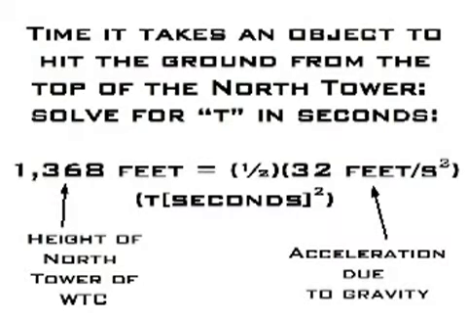Using this formula, we will be able to calculate the time it takes an object to hit the ground from the top of the North Tower, also indicating to us the time it would take an object in complete freefall to hit the ground when released from the top of the North Tower of the World Trade Center. Inserting the constants into the previously mentioned formula, we get 1,368 feet, which was the height of the North Tower of the World Trade Center, equals 1/2 times 32 feet per second squared, which is the acceleration due to gravity, times t in seconds squared.